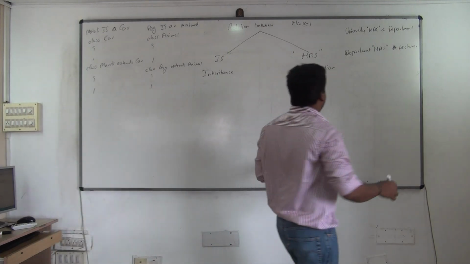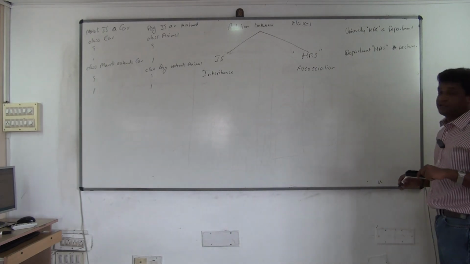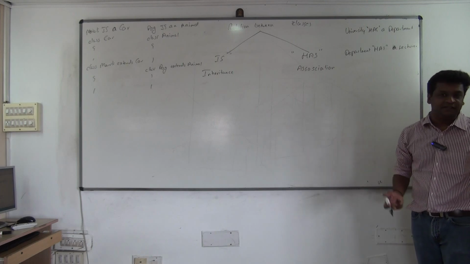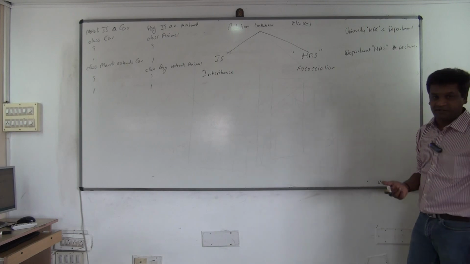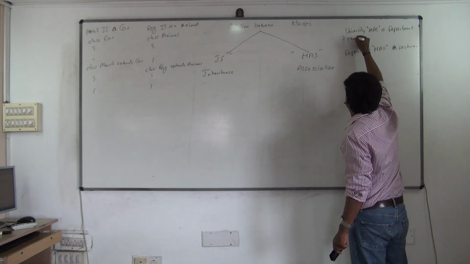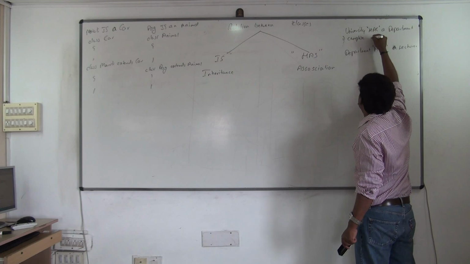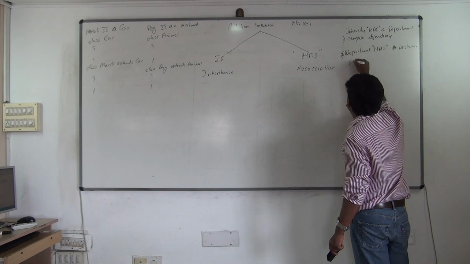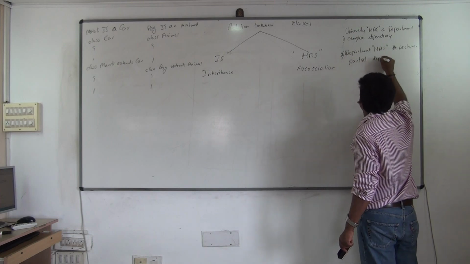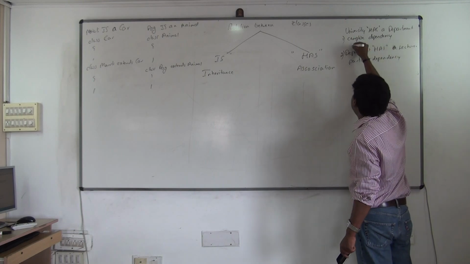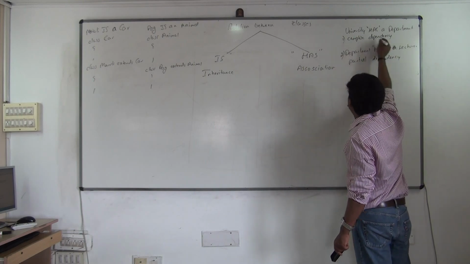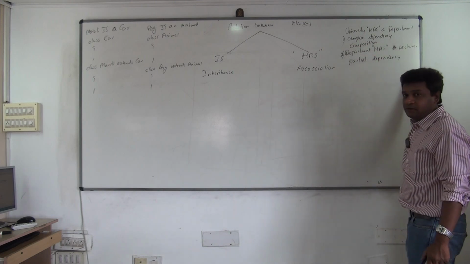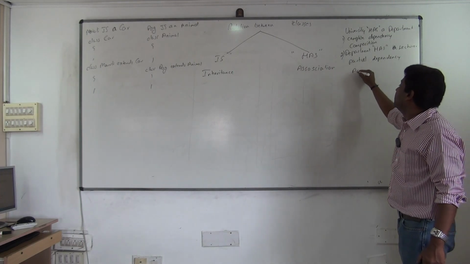How do you do this in a has-a relation? What happens? Let's see. University has a department. Department has a lecturer. When there is a has-a relationship, there are two types of dependencies which get created. One is complete dependency, the other one is called partial dependency. Now this one is complete dependency, because department cannot exist without what? University. This one is called what? Partial dependency. In OOPS terminology, complete dependency is called composition. Partial dependency is called aggregation.